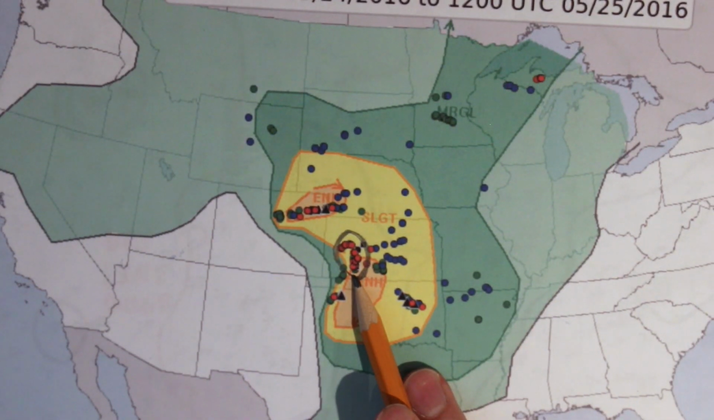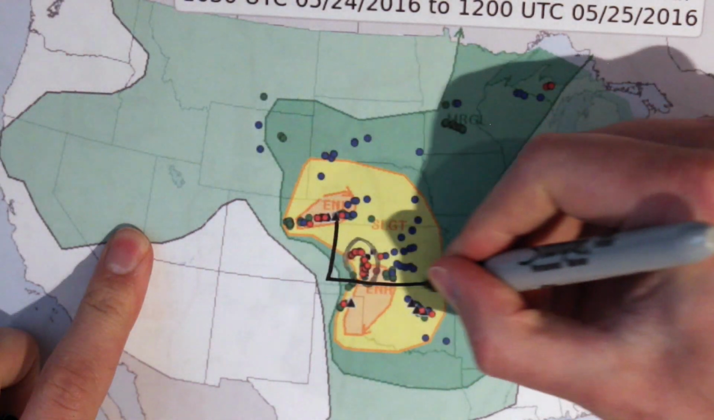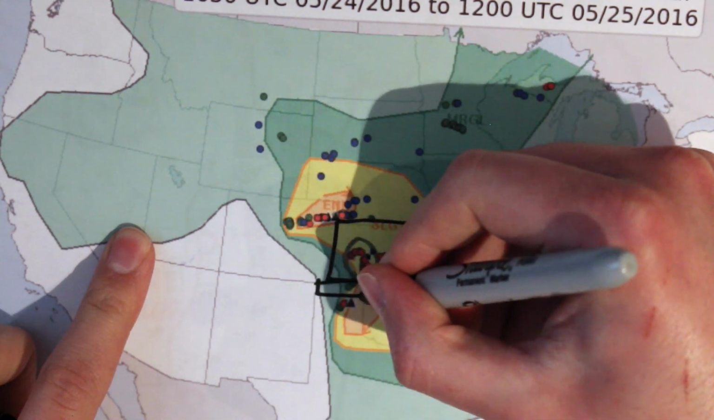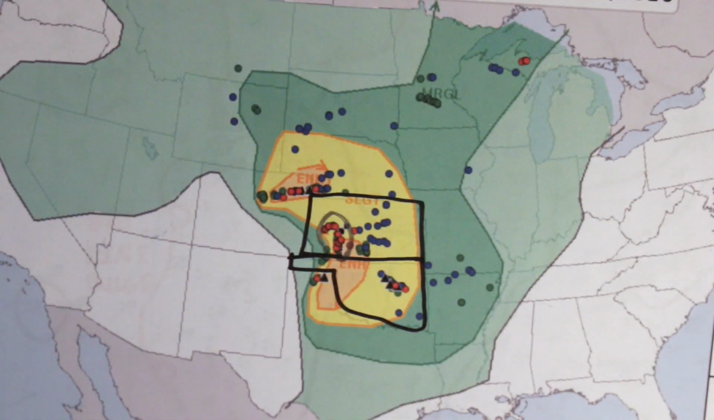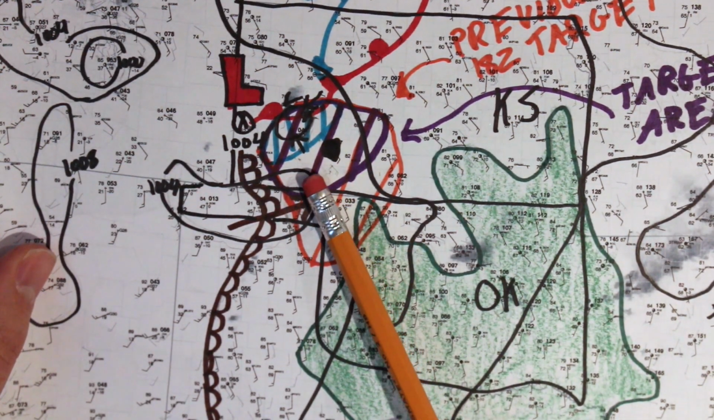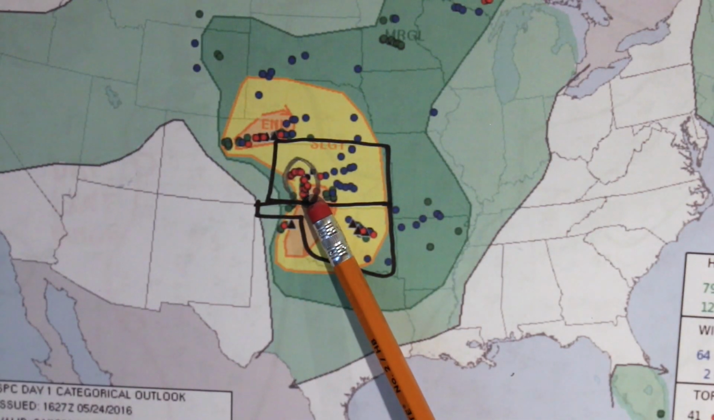These tornadoes, you see all of them. And then this is Kansas. This is Oklahoma. Look at our target. Kansas. Boom.